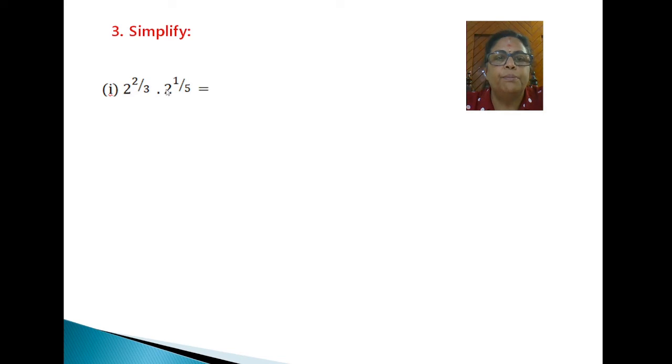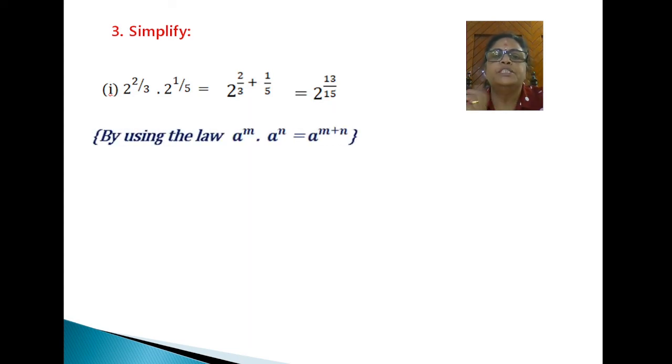So a raised to m plus n. So 2 raised to 2 by 3 plus 1 by 5. You will get 2 by 3 plus 1 by 5 is equal to 2 raised to 13 by 15, by using the law a raised to m into a raised to n is a raised to m plus n.